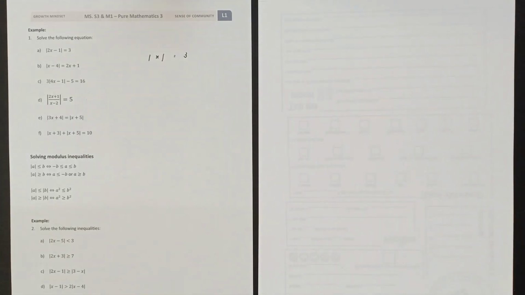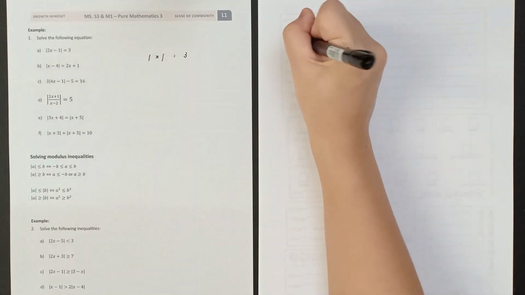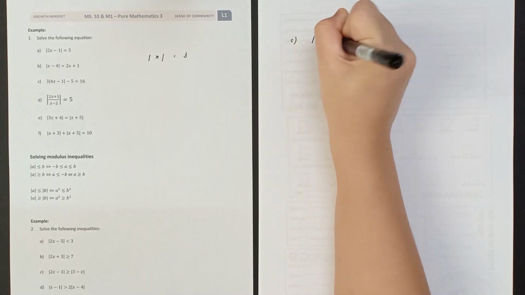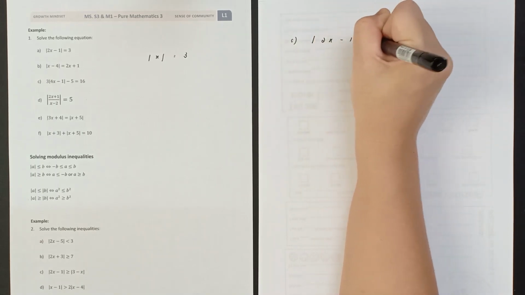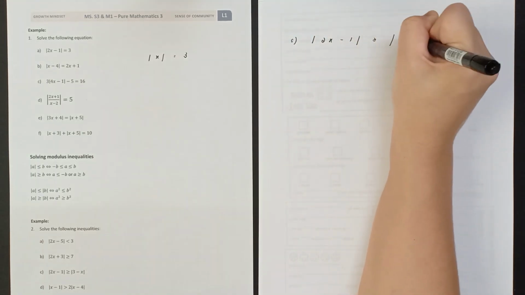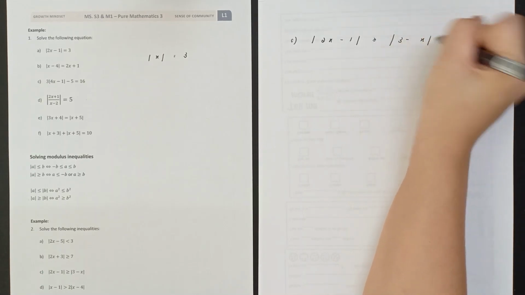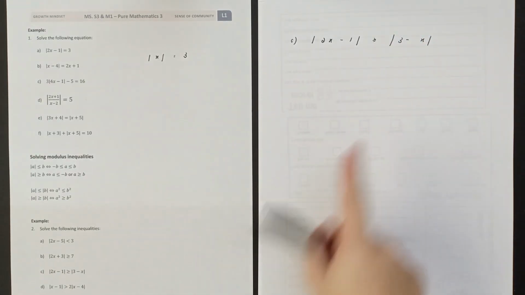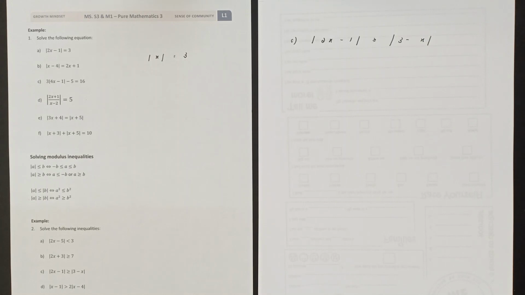Okay, so for C, you have two modulus 2x minus 1 greater than 3 minus x. You may have some problem with this. Remember last time we said that for this question you can either square both sides, or you can try to understand which side is going to be negative or positive.